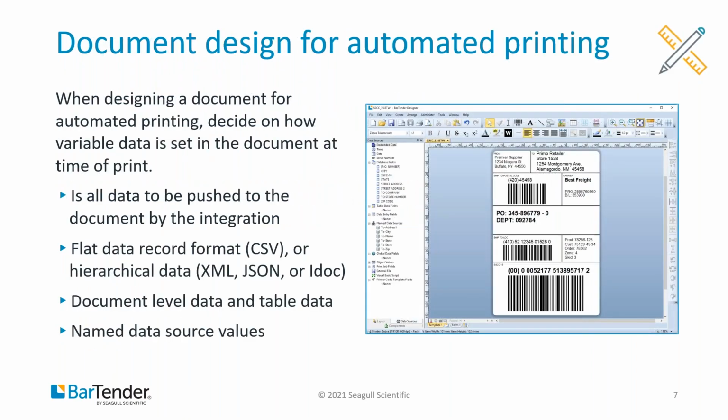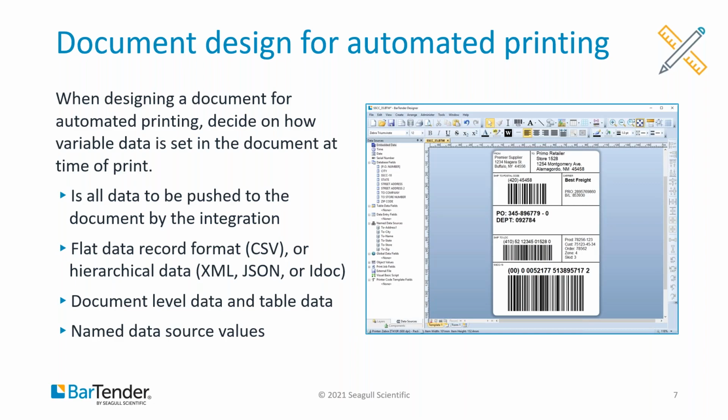In terms of document design, of course, you guys are probably already very familiar with this. You can use BarTender Designer to design your document with the text, barcodes, RFID tags, pictures, lines and shapes as you wish. And of course, some of those document objects would be making use of variable data sources that you would want to set at time of print.